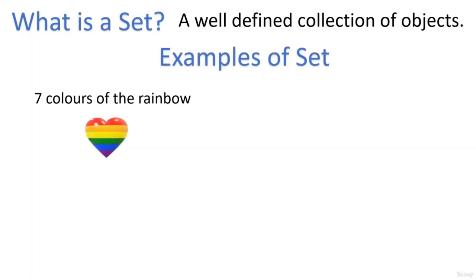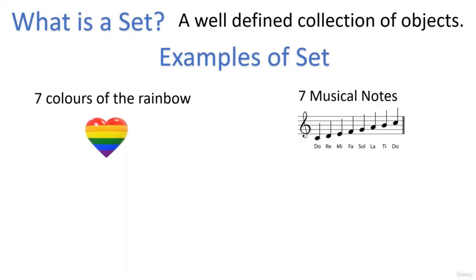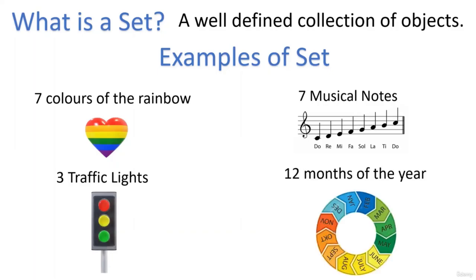It is a set. Talking about the 7 notes of music: do, re, mi, fa, sol, la, ti. They are also a set, right? Then 3 traffic lights: red, yellow, and green. That's a set. And the 12 months of the year, Jan to December, again it's a set. A well-defined collection of objects, right? Guys, what I have done right now is give you a few examples of sets on the screen. Some other examples can be the set of natural numbers, set of prime numbers, odd numbers, real numbers, rational numbers, irrational numbers. They are all nothing but sets.